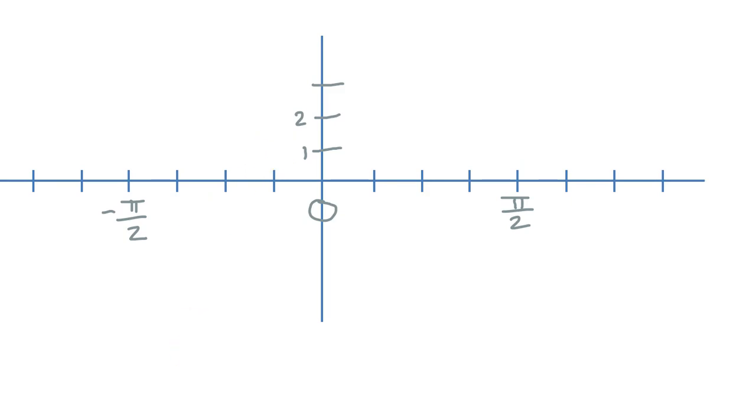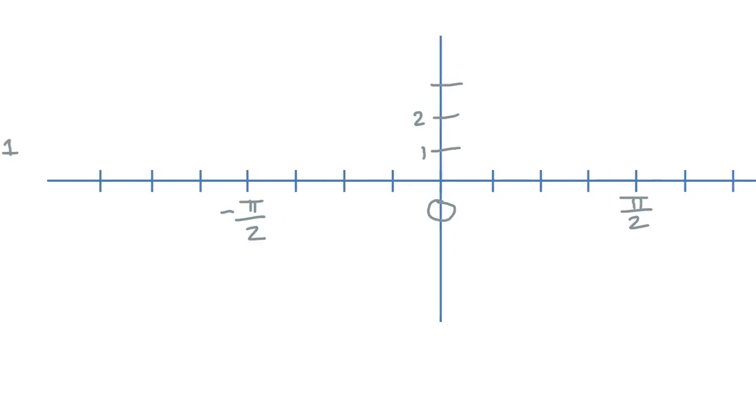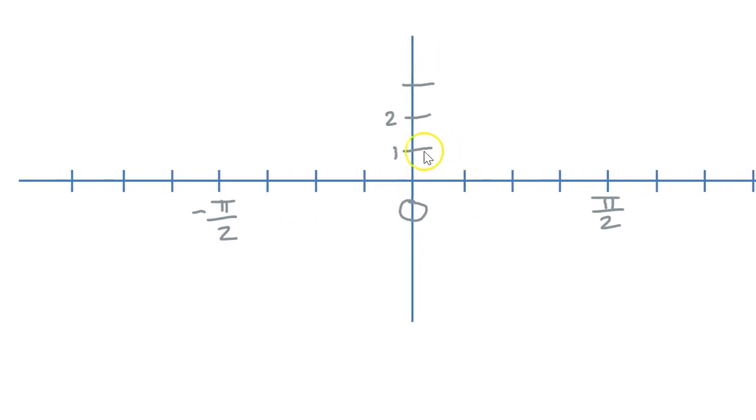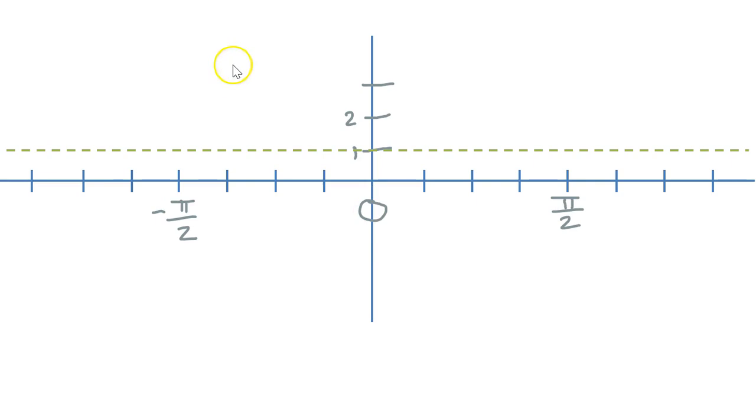Okay, now I had a vertical shift of up 1. So that means instead of the x-axis, my midline should be here at 1. So I'm going to draw a dotted line at a height of 1, and that'll be my brand new midline. Okay, so there is my brand new midline.